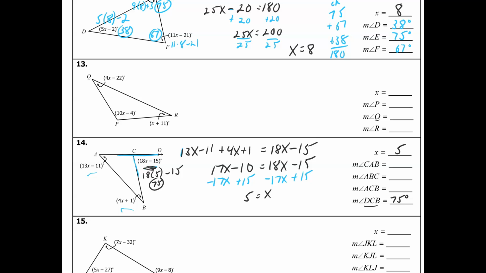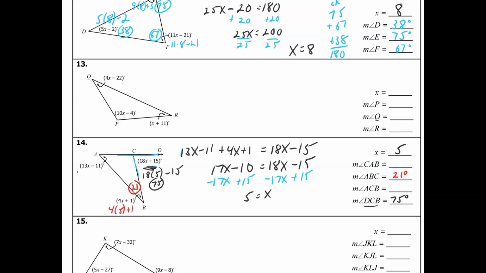Let's go on for the next angle. How about 4x plus 1? So how about 4 times 5 plus 1? That one's easy. It's 21. We don't need a calculator for that one. And that's angle ABC. So angle ABC is 21. These are degrees. Now the x is not degrees. The x is just a value, but the rest are angles. They're degrees.